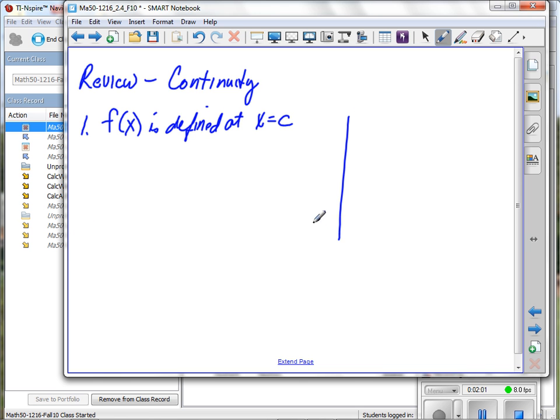So let's see if I can do better than that. So here is c. Okay? If I go up here, visually we've got a good idea of what continuity is. Visually, is that function continuous? Oh, it is.